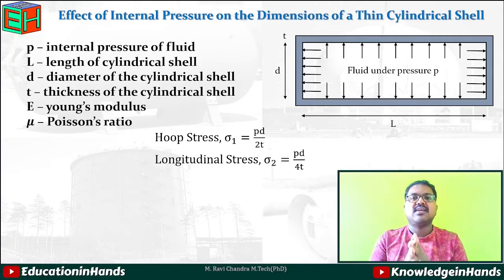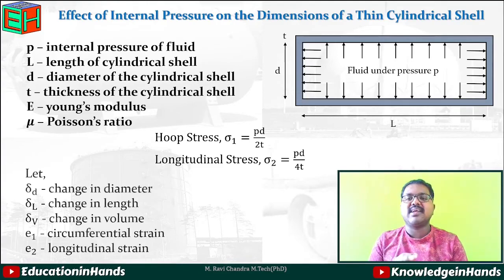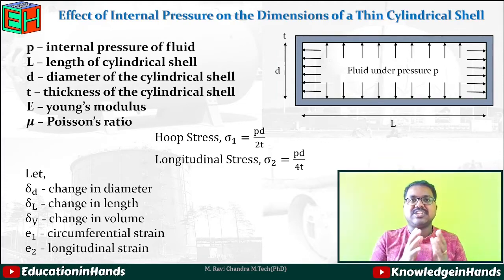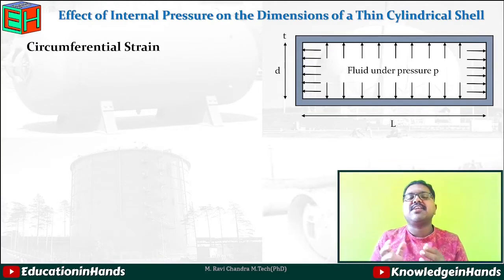From this, we are now going to find the dimensional changes happening in this cylinder. Let us take delta D as change in diameter, delta L as change in length, delta V as change in volume, and E1 and E2 as circumferential strain and longitudinal strain. Let us derive the expressions for these dimensional changes one by one. The first one is circumferential strain.